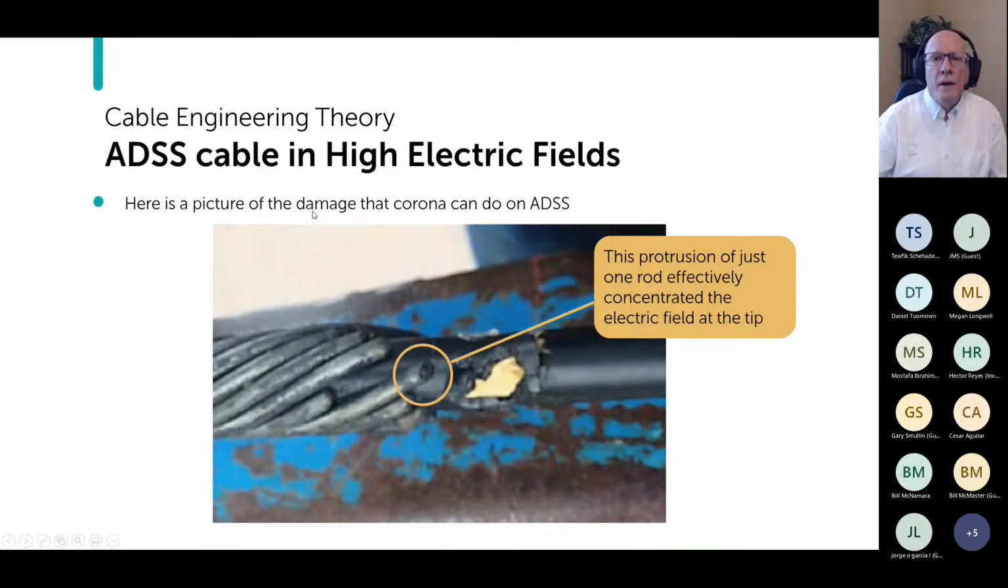Just FYI. So here's what corona does to a cable. As I said, you get corona discharge. That blue light that you saw in this picture comes off the rods. And in this case, this rod sticking out like that, electric fields don't like things that are sharp or protruded. So it's going to come off of this rod in particular and then burn the jacket in the vicinity.